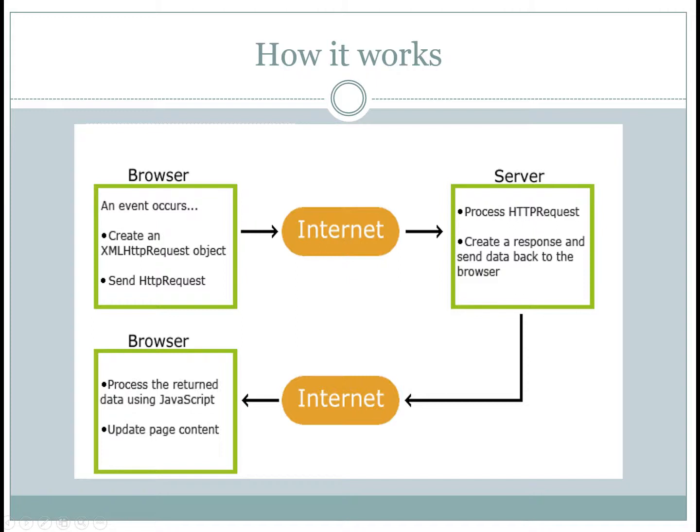Let's take a look at this picture that explains the relation between the browser and the server, and the internet is the middleman. Here, AJAX allows web pages to be updated asynchronously by exchanging small amounts of data with the server behind the scenes. Now let's discuss the important part and its implementation.